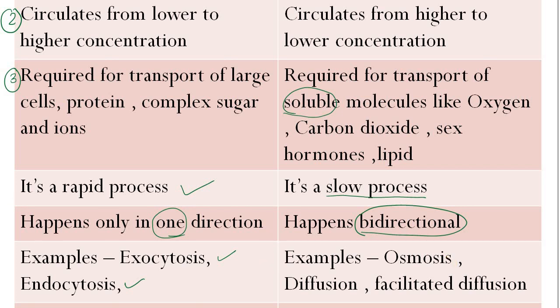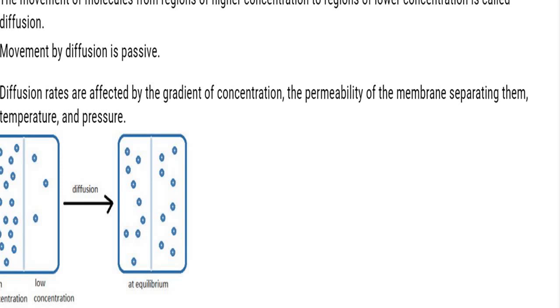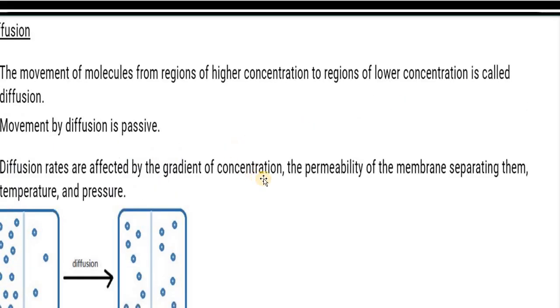Now after this, I want to discuss something about diffusion. What is basically diffusion? You must have come across this word many times till now. But diffusion is basically the movement of molecules from higher to lower concentration, but it is passive. So high to low with passive transportation is called diffusion, and it is affected by the gradient of concentration and the permeability of the membrane separating them.